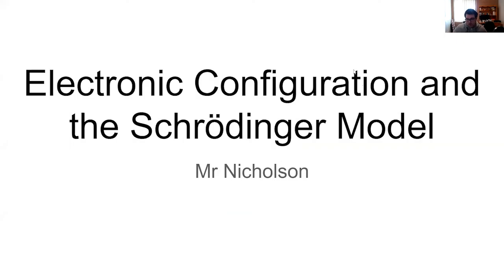All right, so getting on to the meat of today's lesson. I've probably got about 20 minutes or so of talking to go through. So, electron configuration and the Schrodinger model of the atom. What you need to know is how we actually use this model.